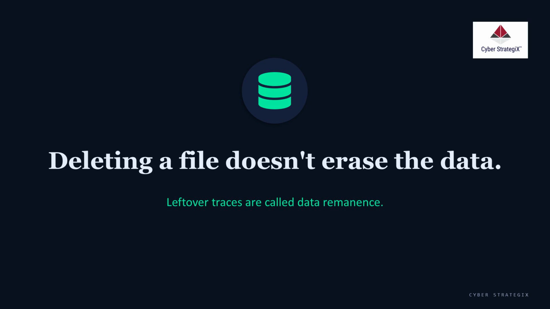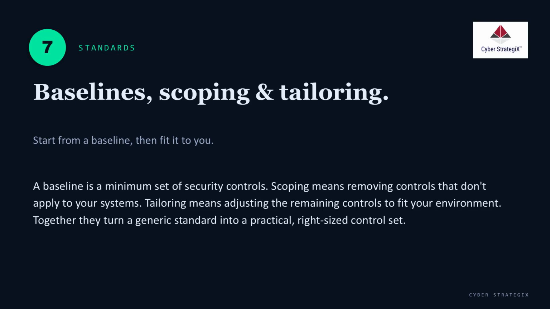To apply controls consistently, start with a baseline, a minimum agreed set of controls for a given classification. Then scope it, removing controls that simply don't apply to your environment. Then tailor it, adjusting the rest to fit your specific needs. Baseline, scope, tailor. That sequence turns a one-size-fits-all standard into something that actually fits your organization.